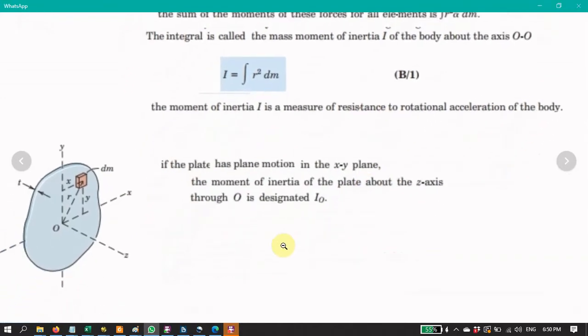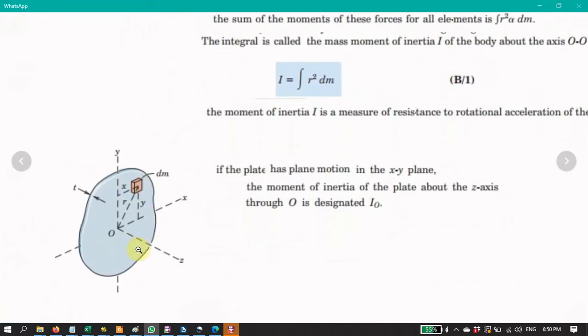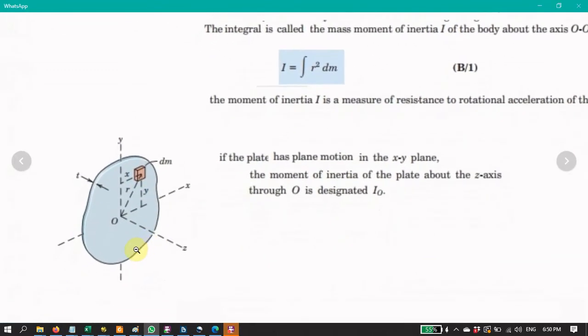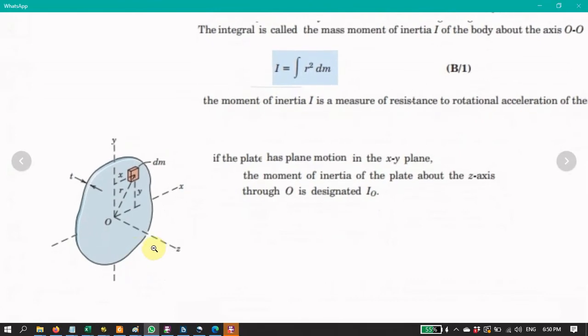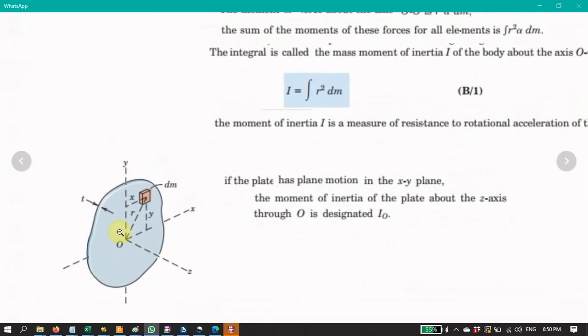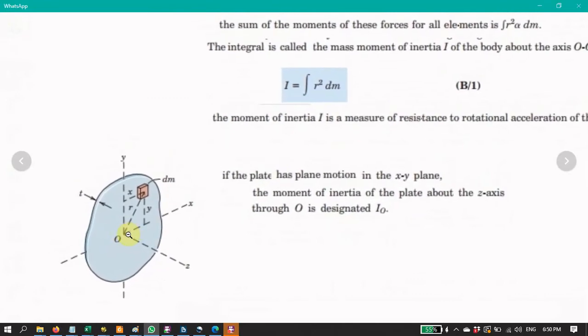Now, normally we look at the cases when the system is moving in the XY plane, right? So we have a plate here, a thin plate. The moment of inertia of the plate about the z-axis through O is denoted as I_O, right? If O is the mass center, it will be I_G.